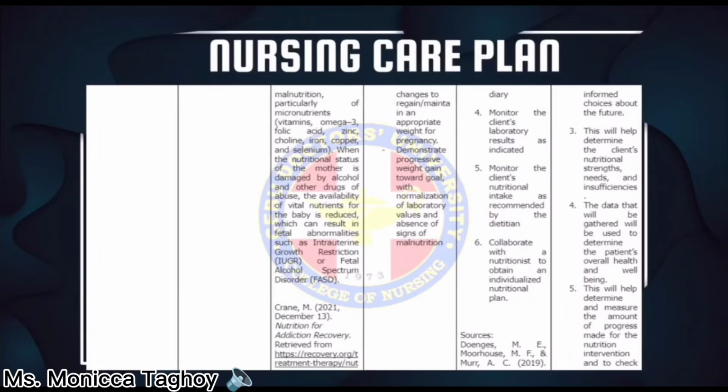So when the nutritional status of the mother is damaged by alcohol and other drugs of abuse, the availability of vital nutrients for the baby is reduced, which can result in fetal abnormalities such as intrauterine growth restriction or IUGR or fetal alcohol spectrum disorder or FASD.